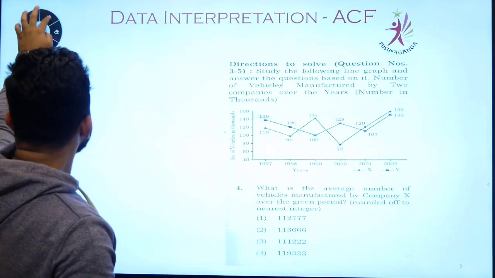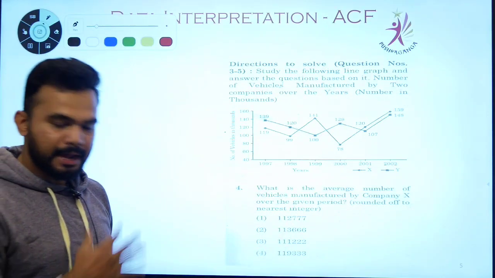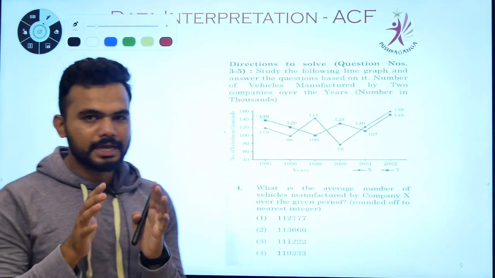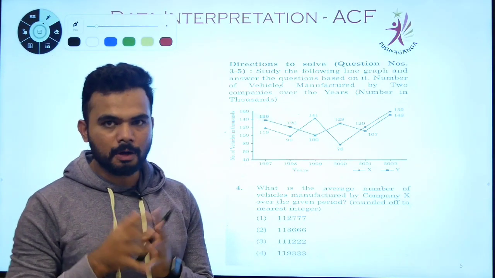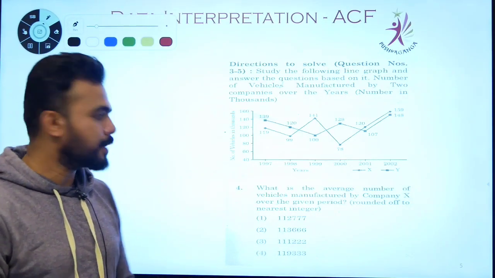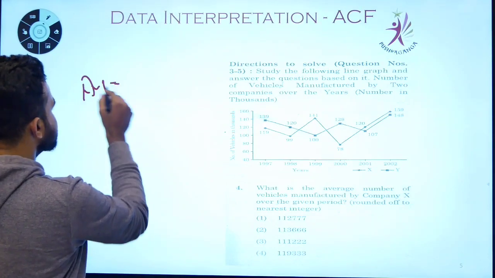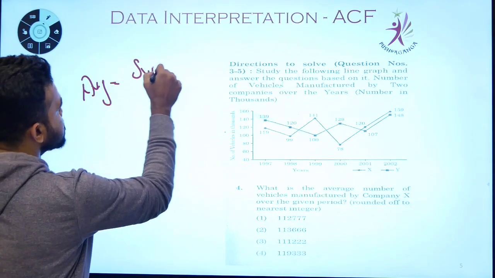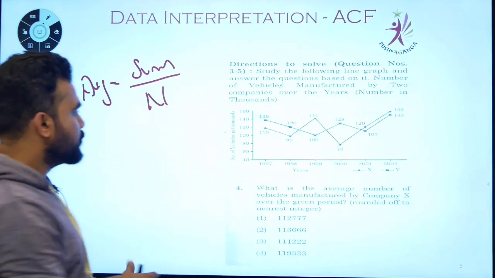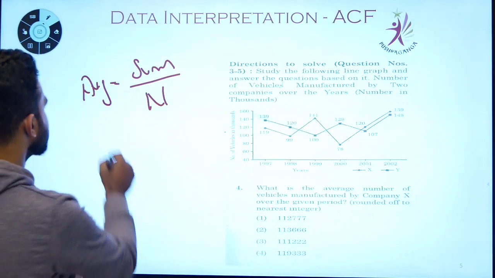Here is the question. What is the average number of vehicles manufactured by company X over the given period of time? This question is based on the average topic. While calculating average, we take the general formula: total sum divided by total number. So we need to calculate the sum of 119, 99, 141 and so on.